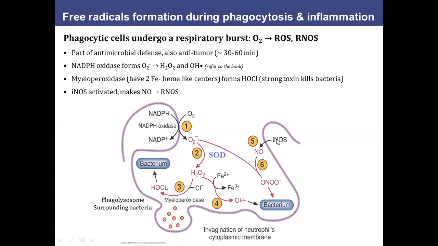The inducible nitric oxide synthase may be activated and generate nitric oxide. The nitric oxide is going to combine with the superoxide to form the peroxynitrite, which is going to destroy the bacteria. This process is called the respiratory burst because it takes only 30 to 60 minutes and it consumes oxygen.